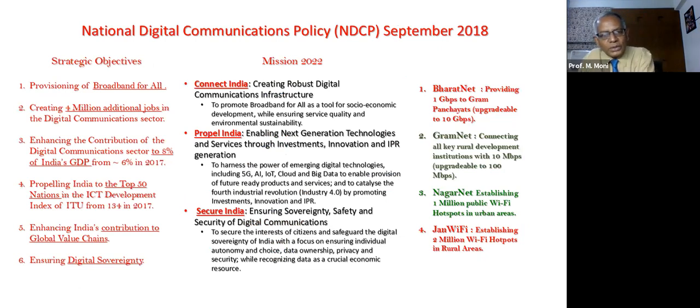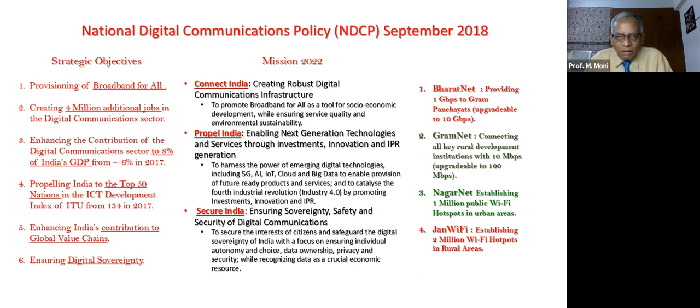I would also like to quote the National Digital Communication Policy, which came into existence in 2018. It talks about provisioning of broadband for all, creating 4 million additional jobs in the digital communication sector, and enhancing the contribution of the digital communication sector to 8% of India's GDP, propelling India to the top 50 nations in the ICT development index of ITU from 134 in 2017, enhancing India's contribution to the global value chain, ensuring digital sovereignty. It also talks about BharatNet, GramNet, NagarNet, and also Jan Wi-Fi.